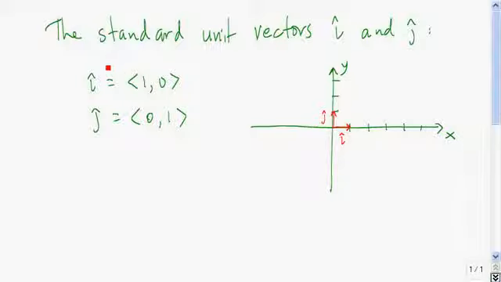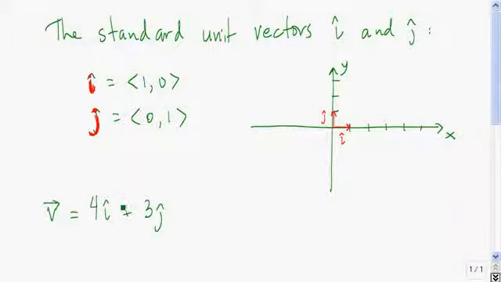Not all books use the hat notation. Sometimes they'll just denote the vector (1, 0) with a bold-faced i, and the vector (0, 1) with a bold-faced j. Those just refer to the standard unit vectors in the xy plane. A lot of times you're going to see vectors written as combinations of i and j.